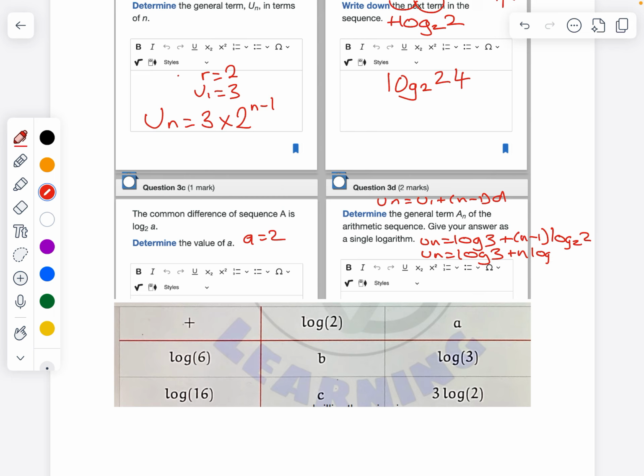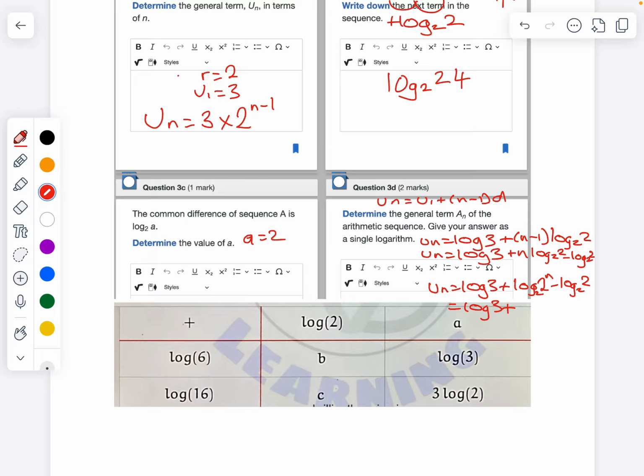Then we're going to have log 3. Then we're going to multiply that out. So we're going to have n log 2 minus log 2. Right, and then I'm going to fix the end bit. So when we are subtracting in logs, we divide. So I'm going to leave the log 3 for now, and I'm going to bring the n up. So the n is going to make that become log 2 to the n, minus log 2.